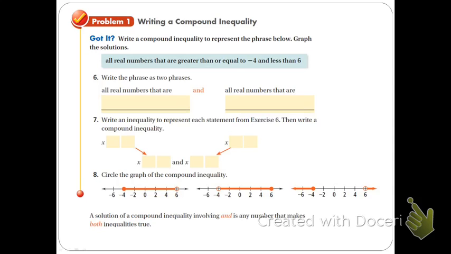Now we can practice writing compound inequalities. So let's write the phrase in symbols that represents all real numbers that are blank and blank. It says all real numbers that are greater than or equal to -4. So all real numbers, we'll just use x to represent the numbers, that are greater than or equal to -4 and that are less than 6.